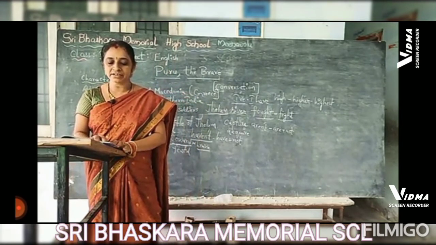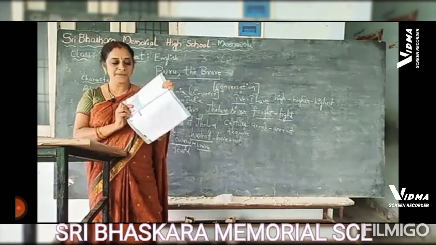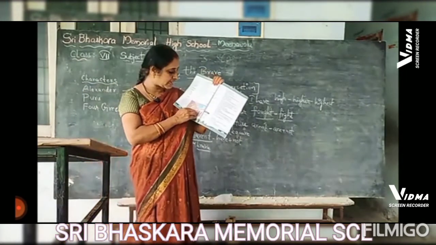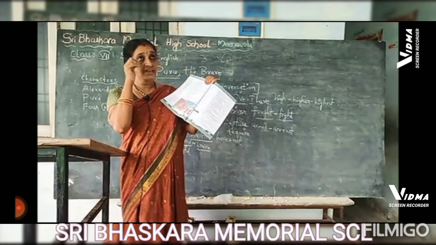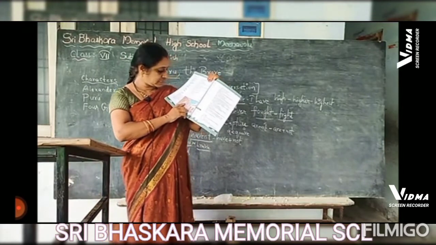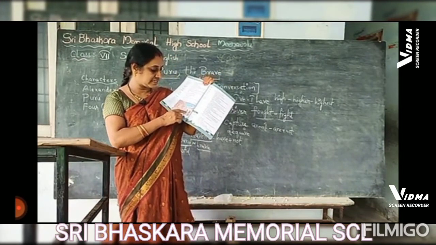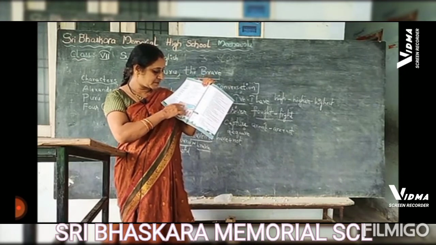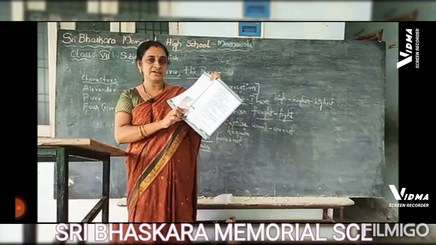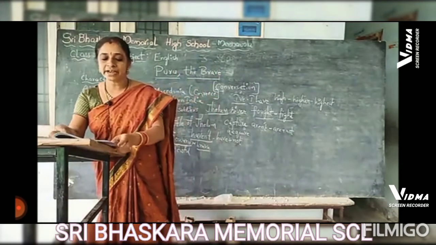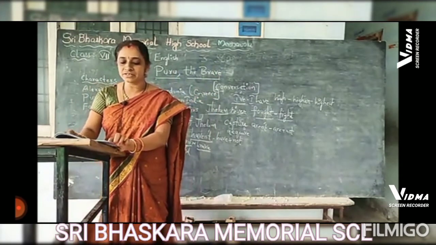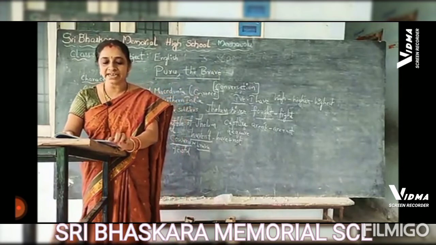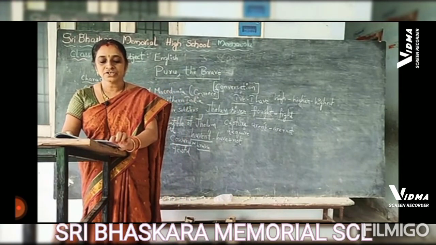Puru enters. See here, the picture is there. This is the king's palace. We can see the king's palace here, and Alexander is sitting. Some soldiers are standing, and steps are also there. See that palace in your textbooks. Puru enters with four Greek soldiers following him. Alexander and the great general stand up to greet him.